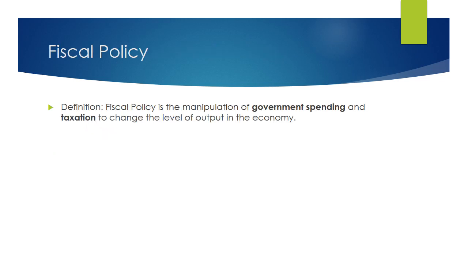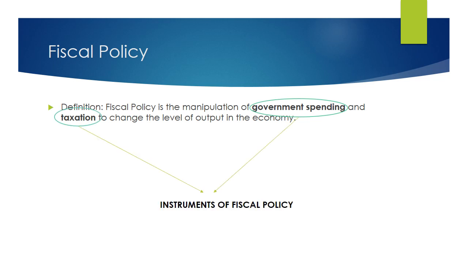As defined in the definitions list, fiscal policy is the manipulation of government spending and taxation to change the level of output in the economy. This means that both the government spending and taxation are known as the instruments of fiscal policy. Just a quick reminder, please make sure that you download the definitions list from Canvas if you have not. It's in the Files section under the folder Definitions.